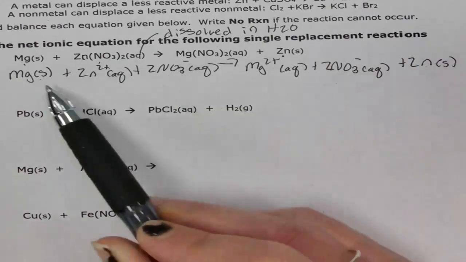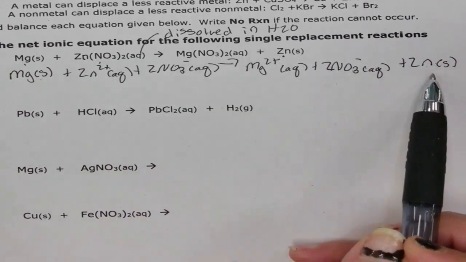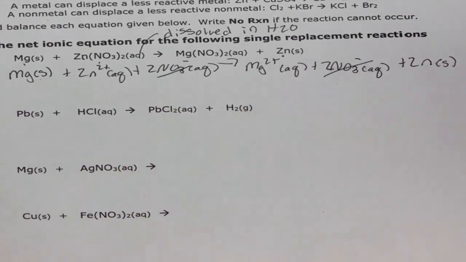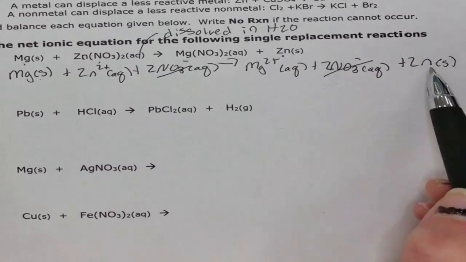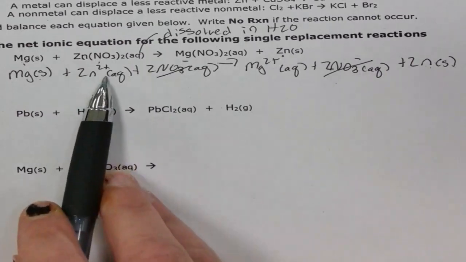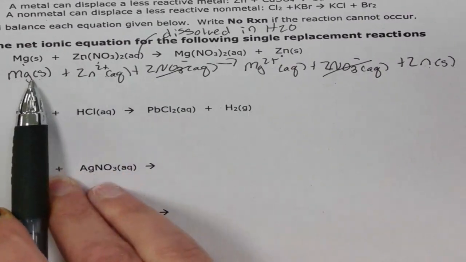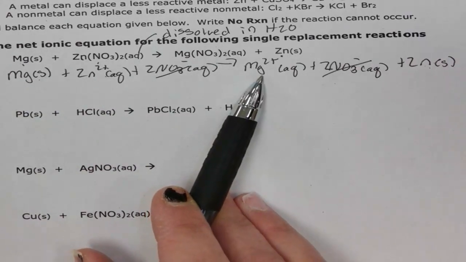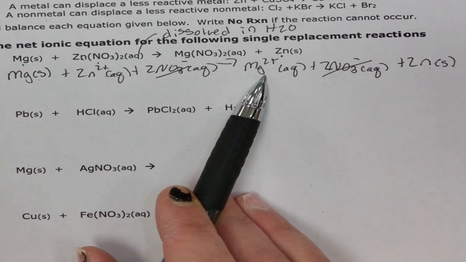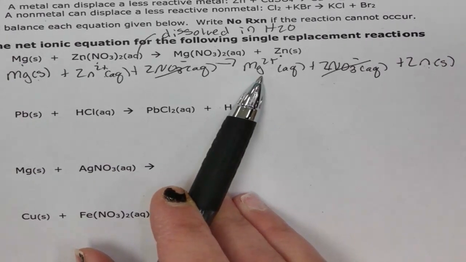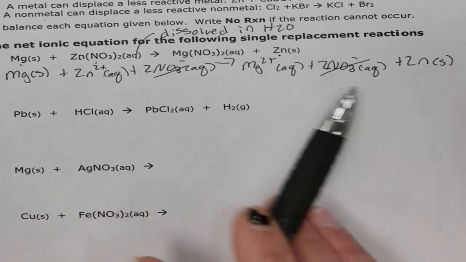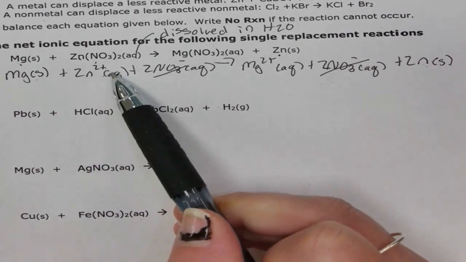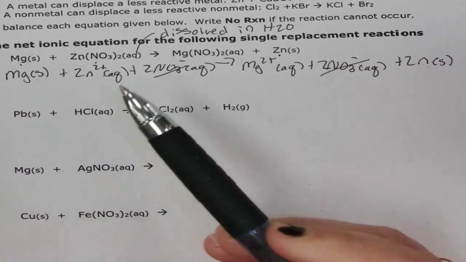Nitrate is not part of the solid on either side of the equation, so nitrate gets marked out. To create solid zinc, I have to have a zinc ion. If a magnesium solid is going to create an ion, it's because of the law of conservation of mass. Mass is not created or destroyed, it simply rearranges. So I cannot form zinc if there is not some sort of zinc ion present.